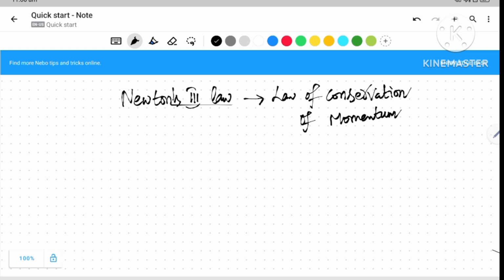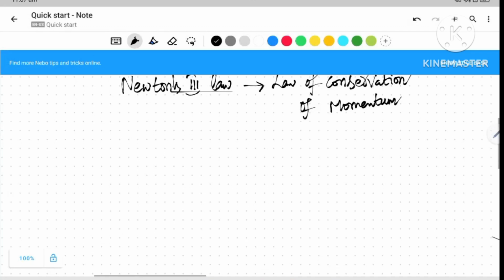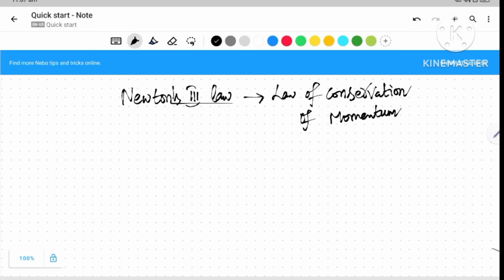The important thing related to Newton's third law, which we need to understand, is that the action and reaction forces are acting on different bodies, not on a single body. That's why we cannot cancel these forces. Now, according to Newton's second law, we know that any force is given by the rate of change of linear momentum.